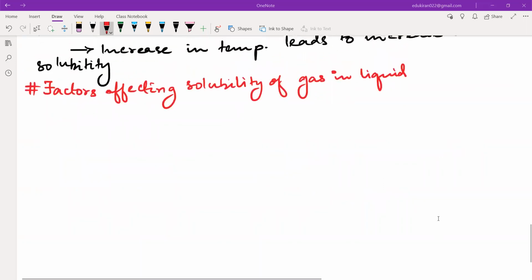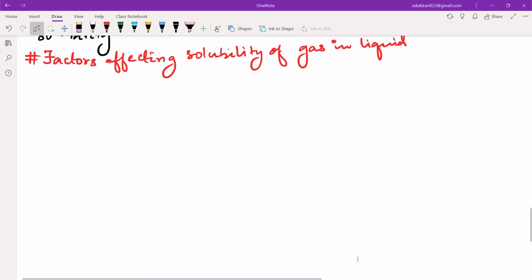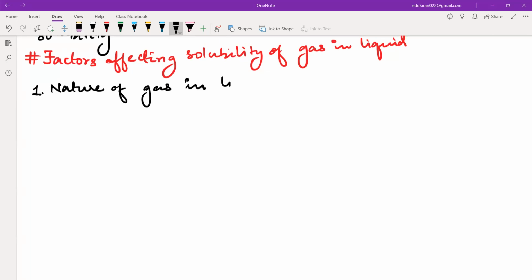The first factor will be again the same thing, that is the nature of solute and solvent. That means the nature of gas and liquid, right? Nature of gas in liquid. Okay, and the next we will be looking at temperature.